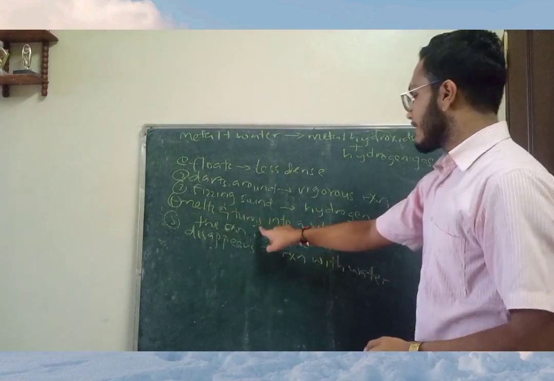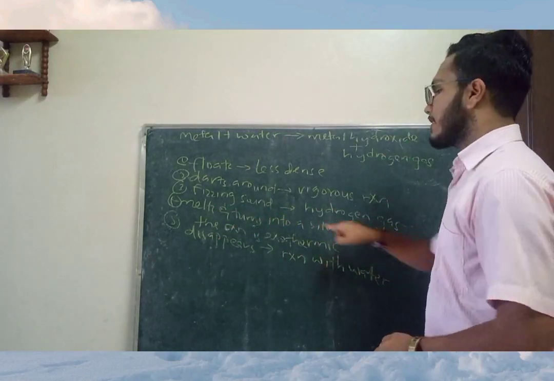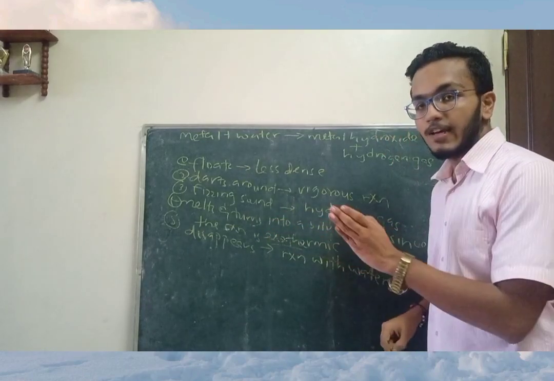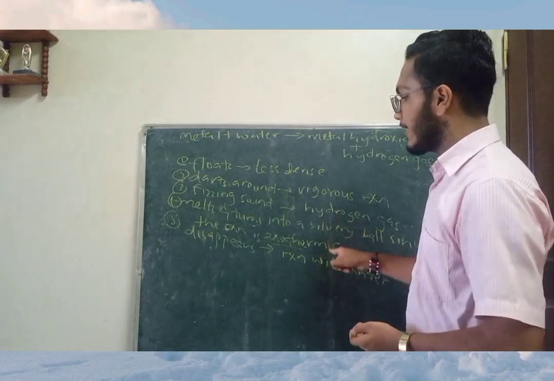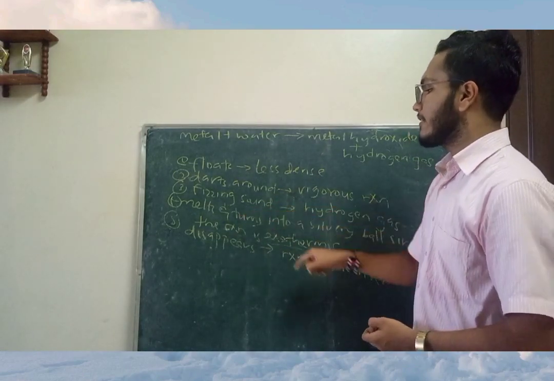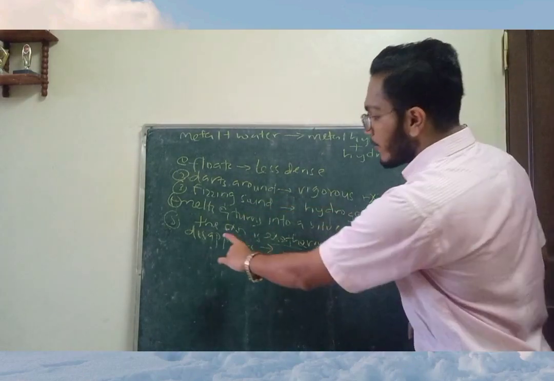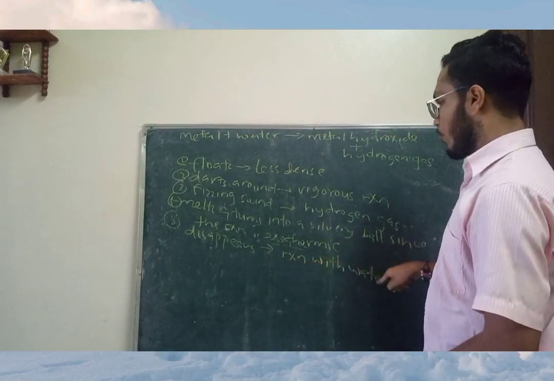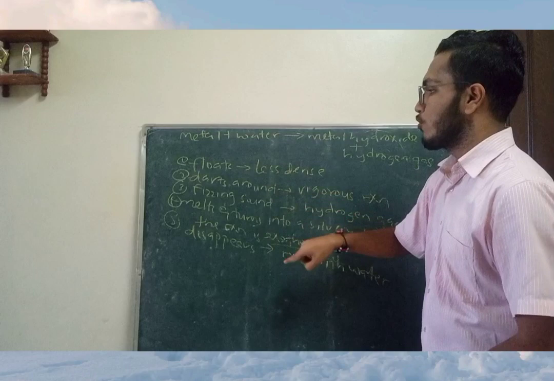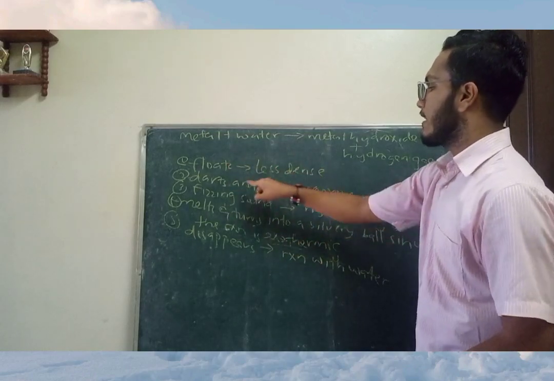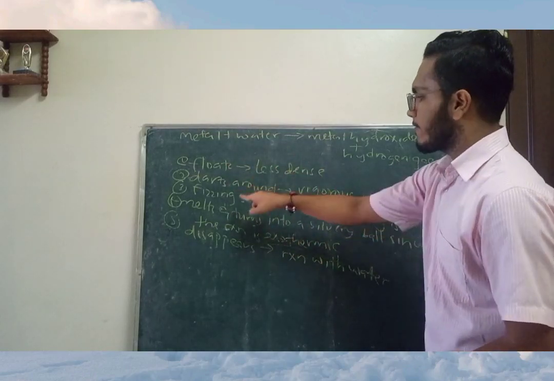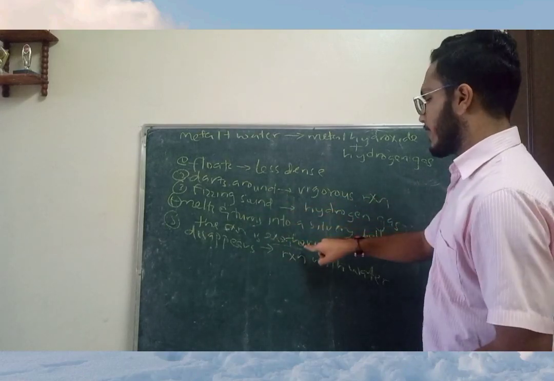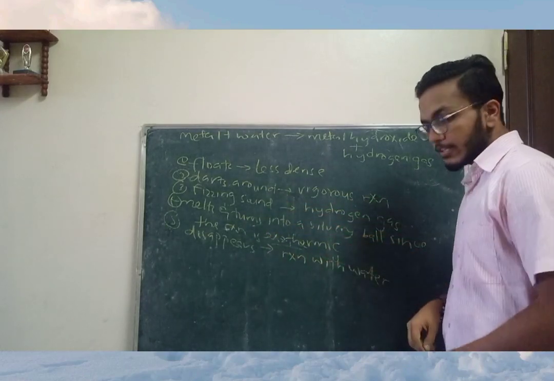It melts and turns into a silvery ball since the reaction is exothermic. Exothermic means the reaction produces a lot of heat. Hence the heat causes the metal to melt and turn into a silvery ball. Number 5, it finally disappears due to its reaction with water. Now these arrows represent: floats due to being less dense, darts around due to vigorous reaction, fizzing sound due to hydrogen gas production, melts due to exothermic reaction, and disappears due to reaction with water.